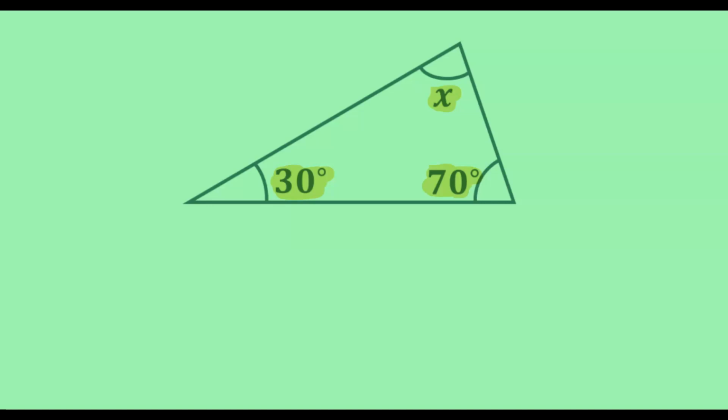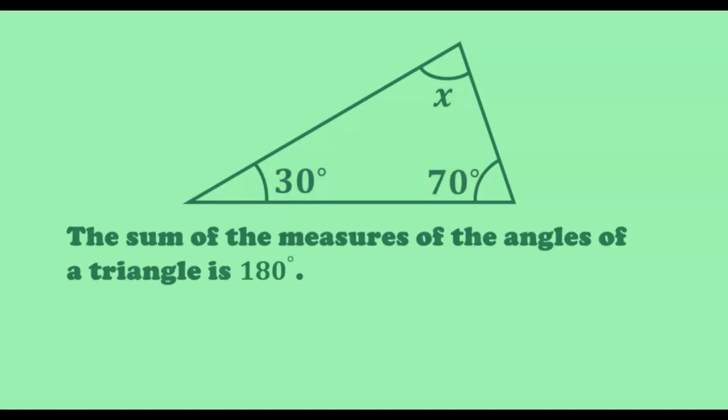Now, how do we do this? To do this, recall that the sum of the measures of the angles of a triangle is 180 degrees. So, if we add the measures of all of the angles in this triangle, we should get 180 degrees. That means that if we add x, 30 degrees, and 70 degrees, then we will get 180 degrees.